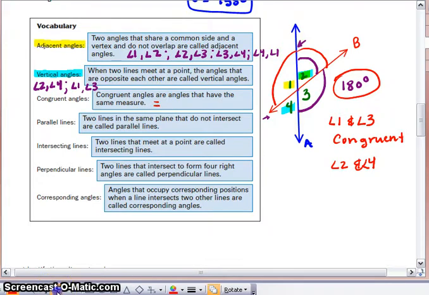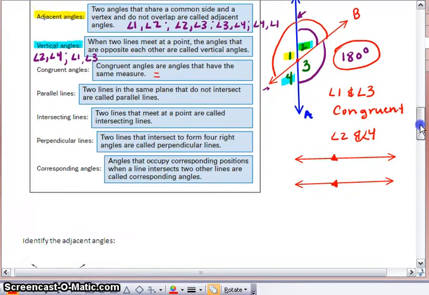Now, parallel lines are two lines that never cross. So here's an example of a set of parallel lines. Now, parallel lines are usually shown like this. This shows that these two lines are parallel. That's a way to notate it or show it. Intersecting lines would be like line A and B. Intersecting lines, they meet at a point. So here, this would be the point where A and B meet.